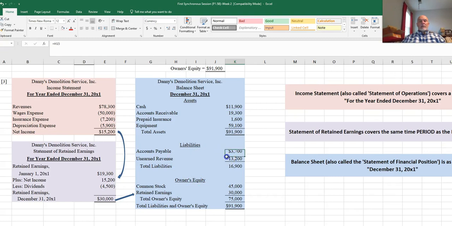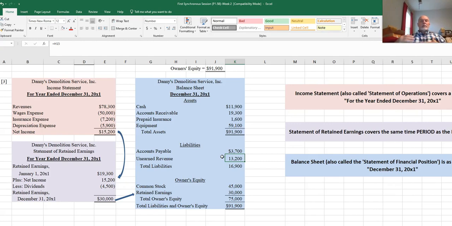How about the 13.2, unearned revenue? Who do we owe that to? Well, that represents monies that customers paid in advance. We still owe them a service. That's why it's a liability. So we owe them the service that they've already paid for. If we never get around to doing the work, then we have to give them their money back. So it definitely is a liability.